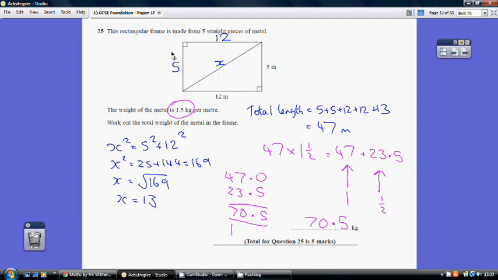So our total length is 5 add 5 add 12 add 12 add 13, which is 47 meters. Now the weight of the metal is 1.5 kilograms per meter, so I have to multiply this 47 by 1.5. So I need one whole lot of it and a half of it. Half of 47 is 23.5, so 1.5 lots of this is going to be 70.5 kilograms.